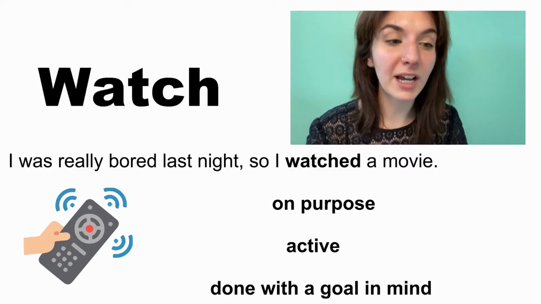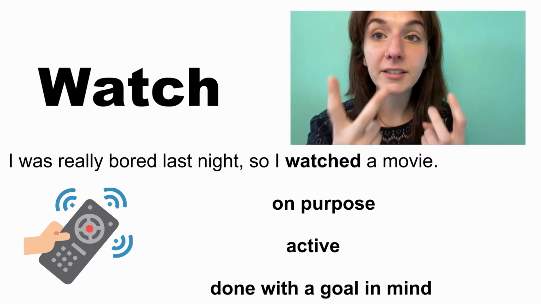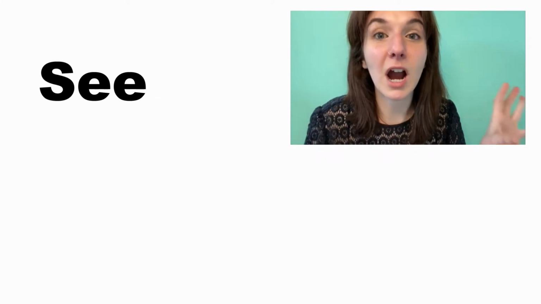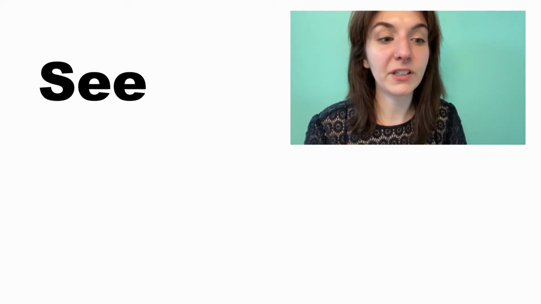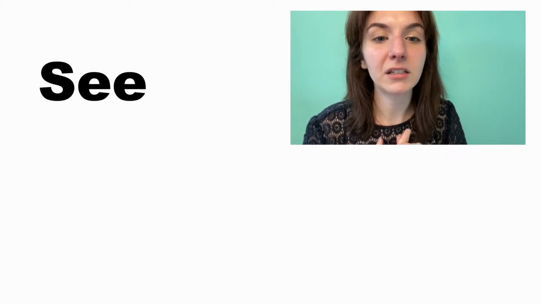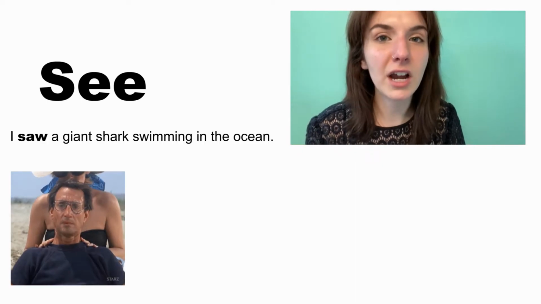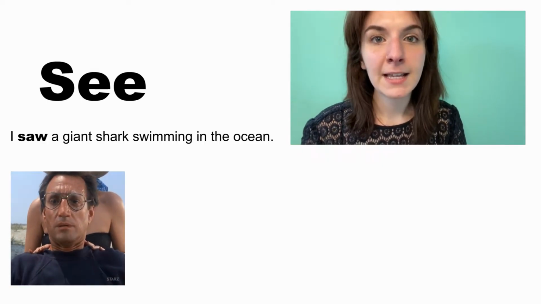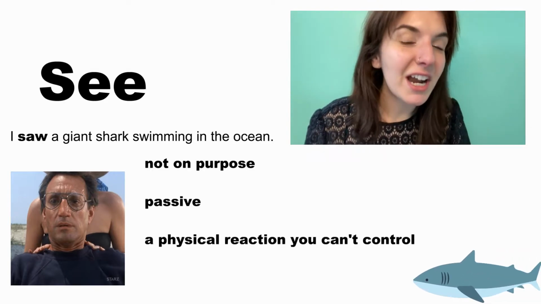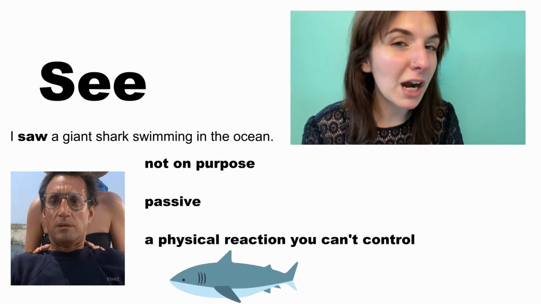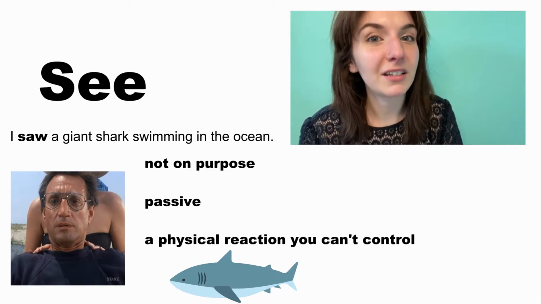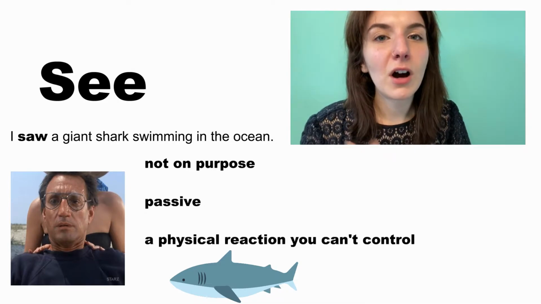On the other hand, on the flip side, seeing is passive. We don't necessarily choose to see something. It's just what happens when our eyes are open naturally, if we're not blind. So it's a sense, right? It's a physical reaction that you can't control. So for example, I saw a giant shark swimming in the ocean. Nobody's going to choose to see a giant shark swimming in the ocean because that's scary. If you see it, it's probably just because your eyes are working and not because you want to see a shark in the water.